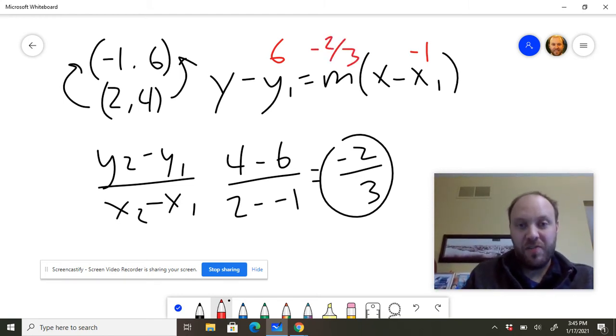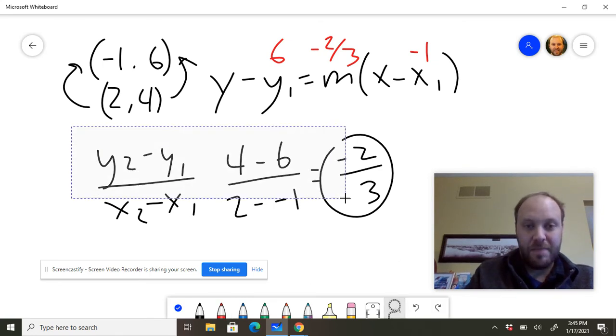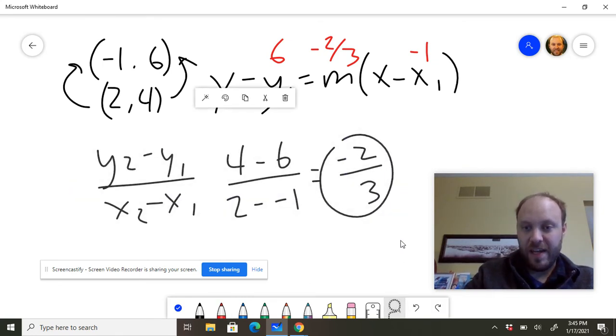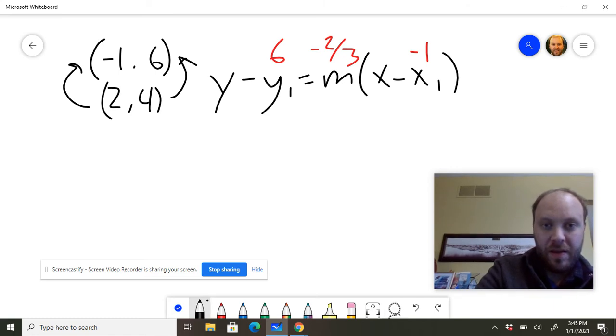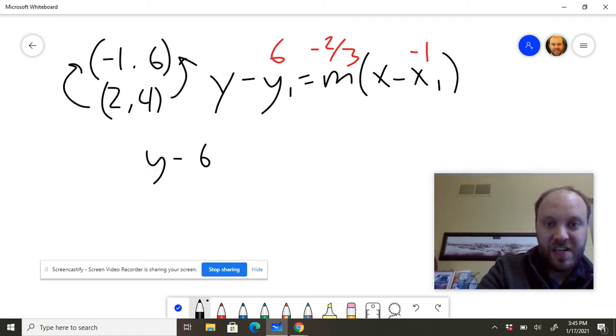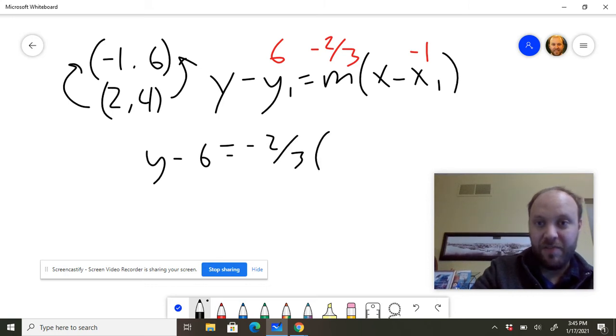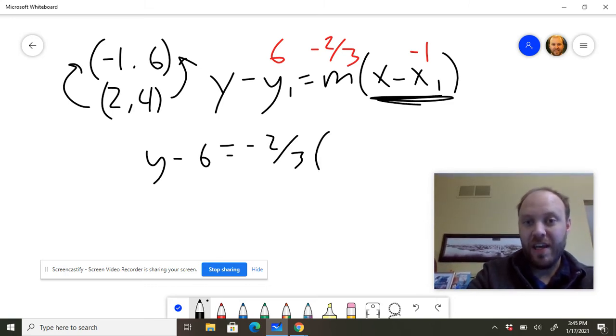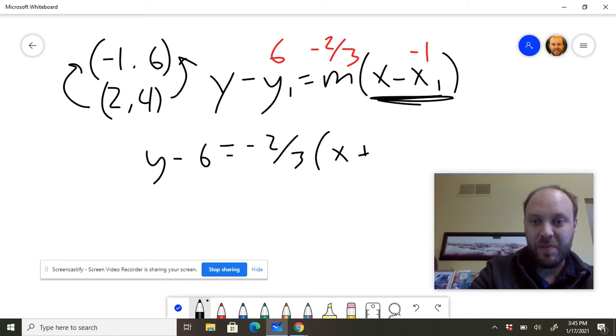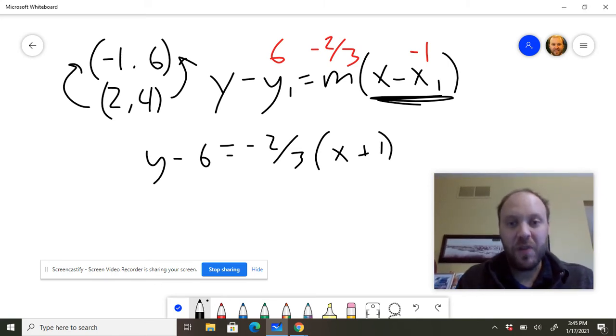Okay, so your final equation here is going to end up being y minus 6 is equal to negative 2/3 times the quantity, and be careful, that's x minus a negative 1. Minus a negative, same thing as a plus. And so that's an x plus 1.